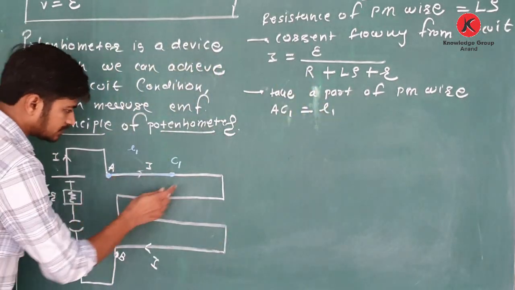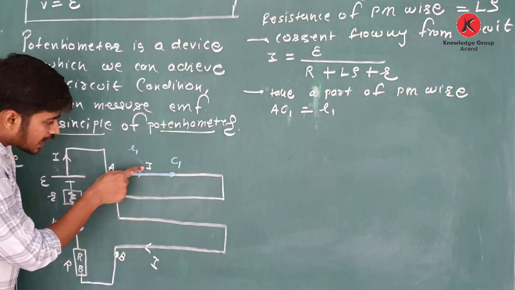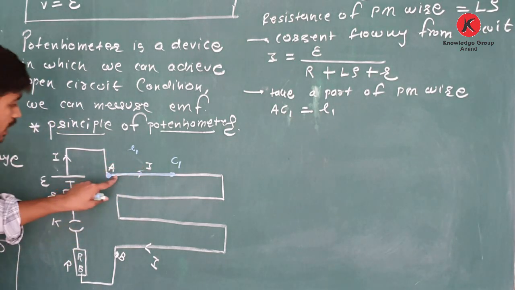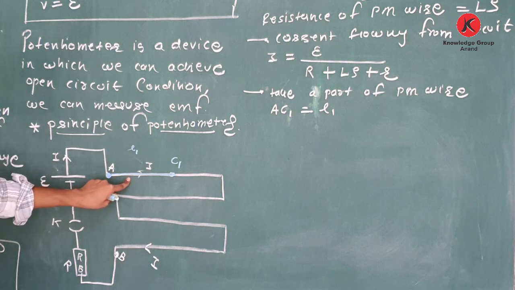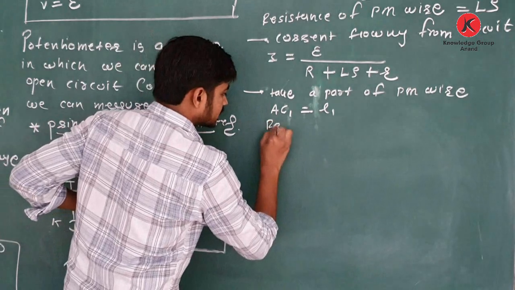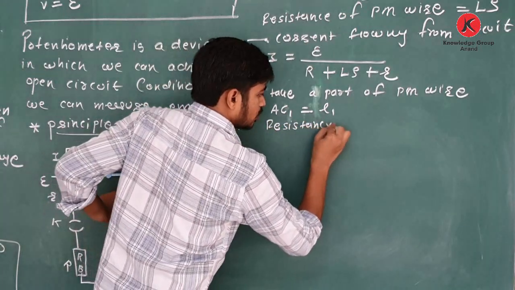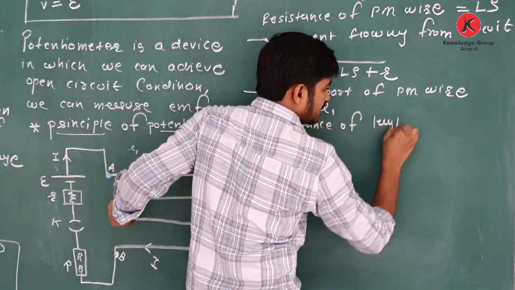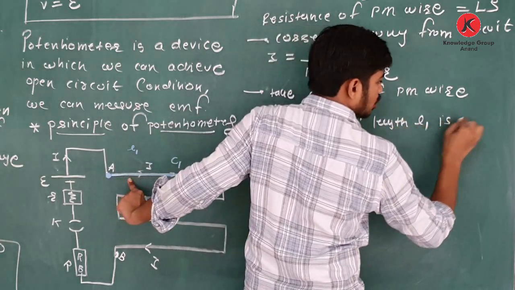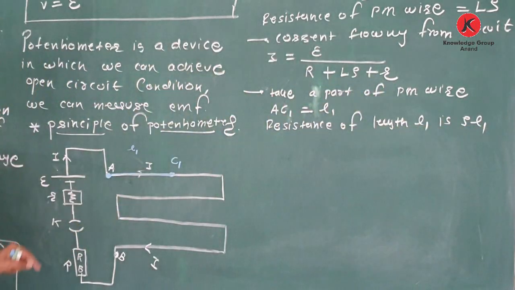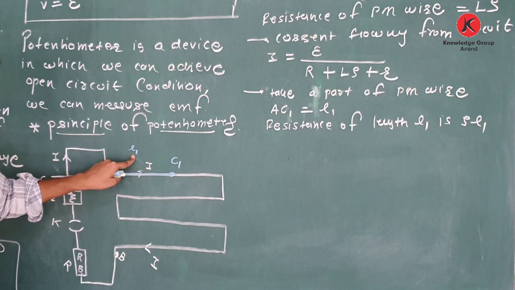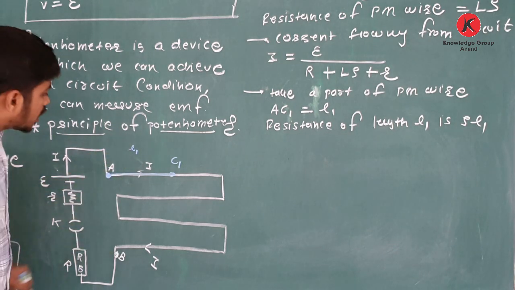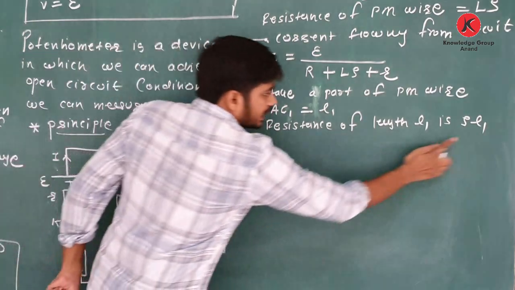Now see, AC1 is a part of the wire. Current flowing through it is I. It has some resistance. Yes, it is wire, so the wire has some resistance. What is the resistance of this AC1 length? Resistance of length L1 is rho L1. Its length is L1 and resistance per unit length is rho, then its resistance is rho L1. Current flowing through it is I.